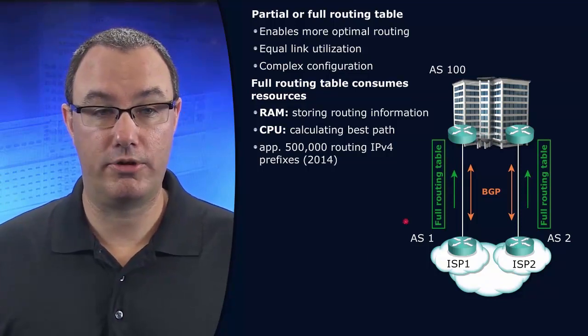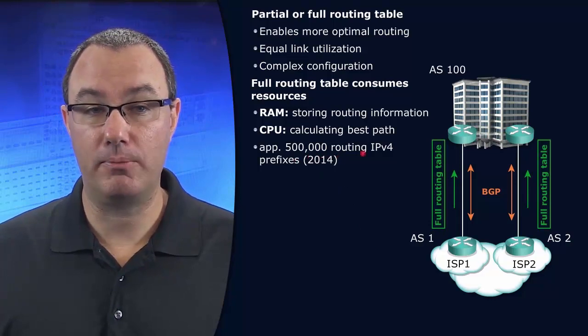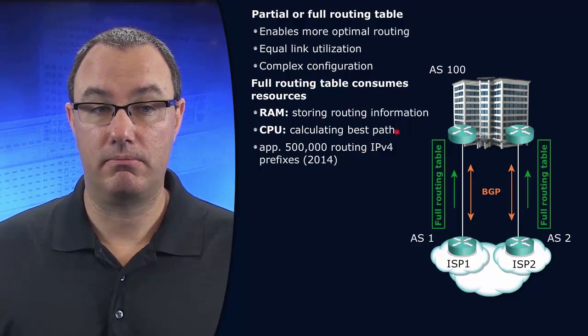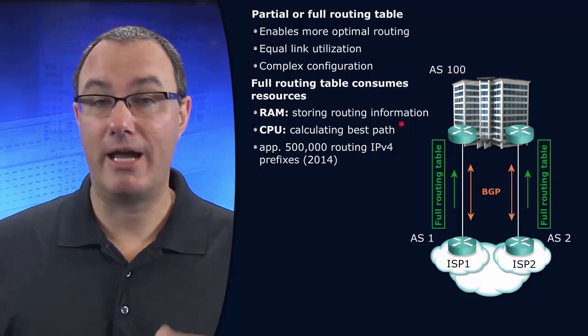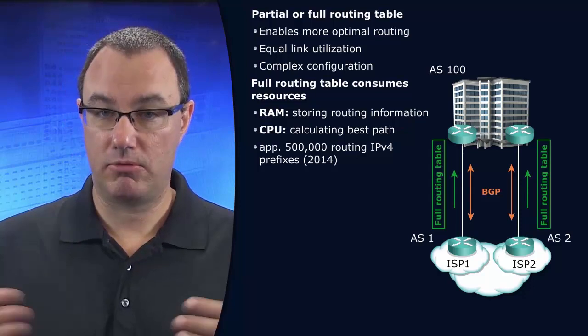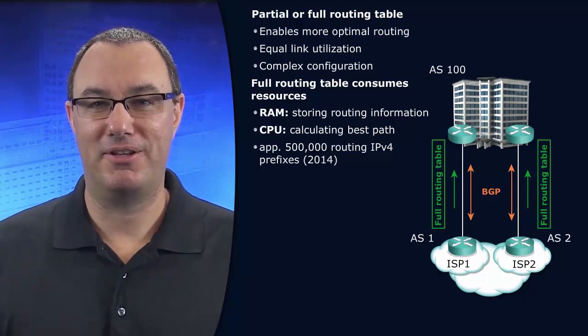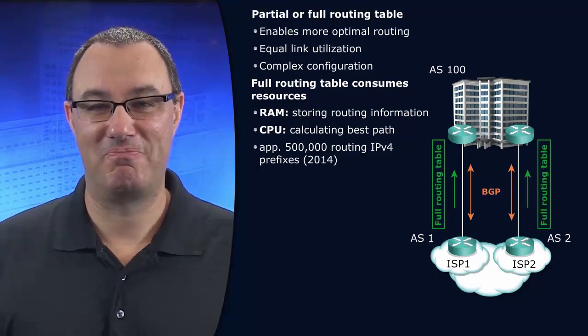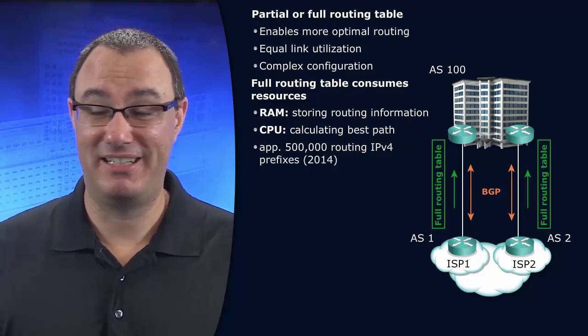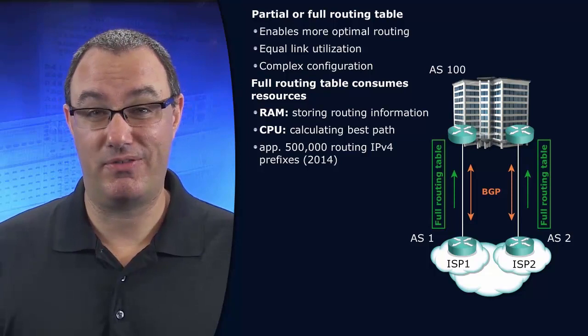But we're talking enormous numbers of routing prefixes. We are concerned about CPU impact, RAM impact. Thankfully, the RAM and CPUs are a lot more powerful these days, but the downside is the internet routing table is a lot larger than it was even a few years ago.